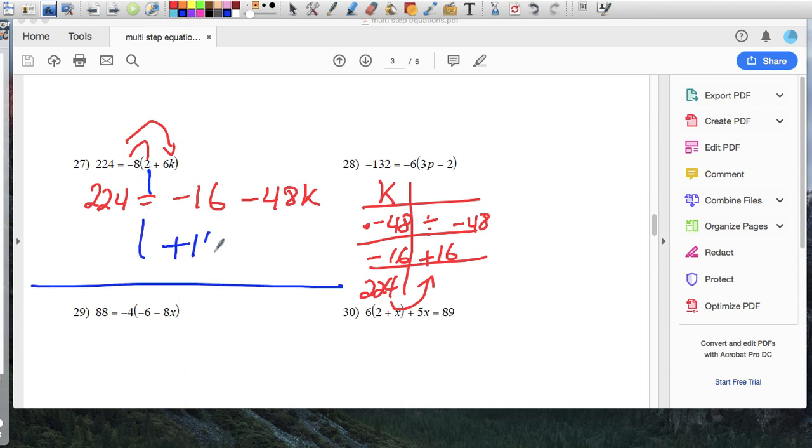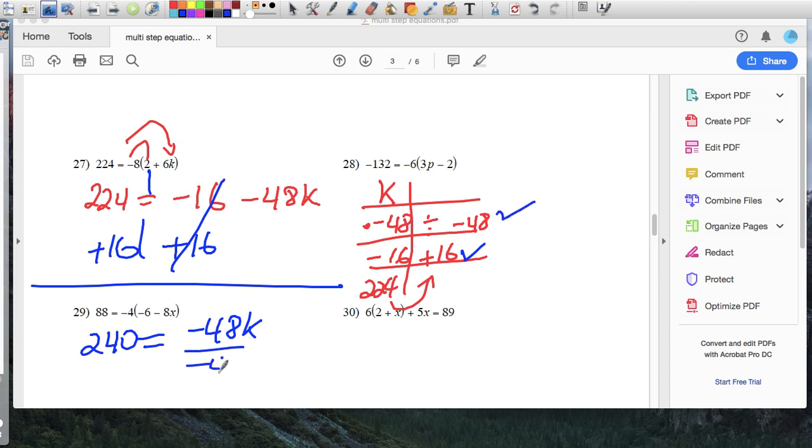So plus 16, these go out. Negative 48k, and this gives me 240. The second thing I do is divide both sides by negative 48. And k, well, negative and negative divides is positive, so I get k by itself. And this is probably 5, and yes it is, so it's negative 5. So my answer is negative 5. 240 divided by negative 48 is negative 5. So k equals negative 5.